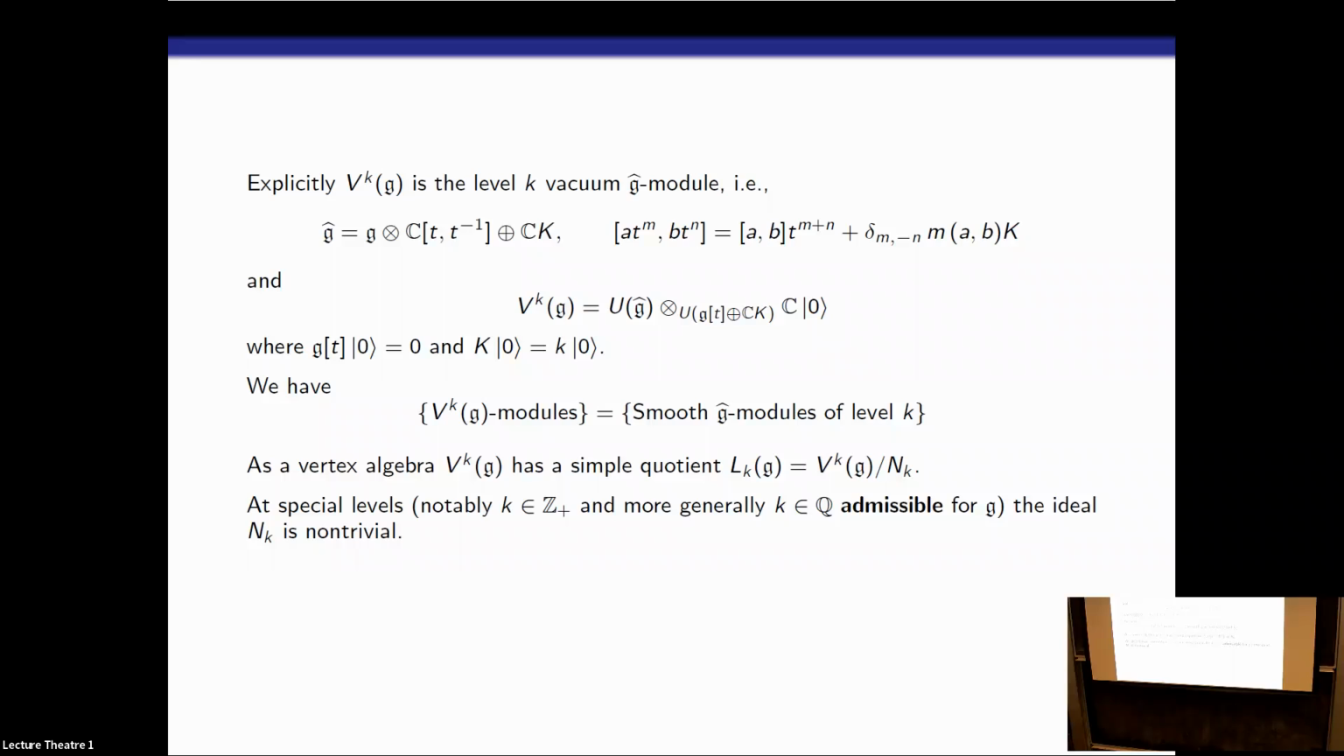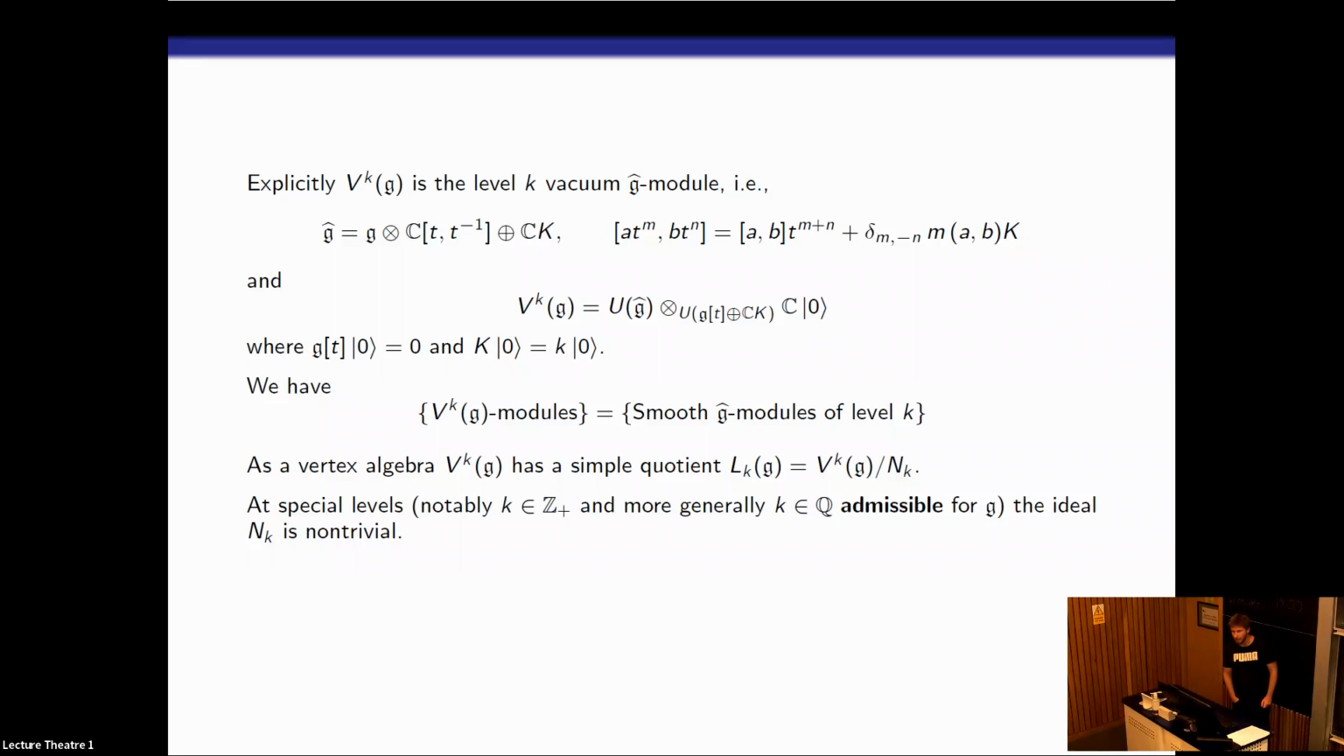maximal ideal and consider the simple quotient that I'll call L_k of G, which is V_k of G divided by N_k. In particular for positive integer level k, or more generally for admissible level k, this ideal is non-trivial. Then the question is to understand the representation theory of this quotient vertex algebra. Obviously only some of the smooth G hat modules will descend to the quotient.